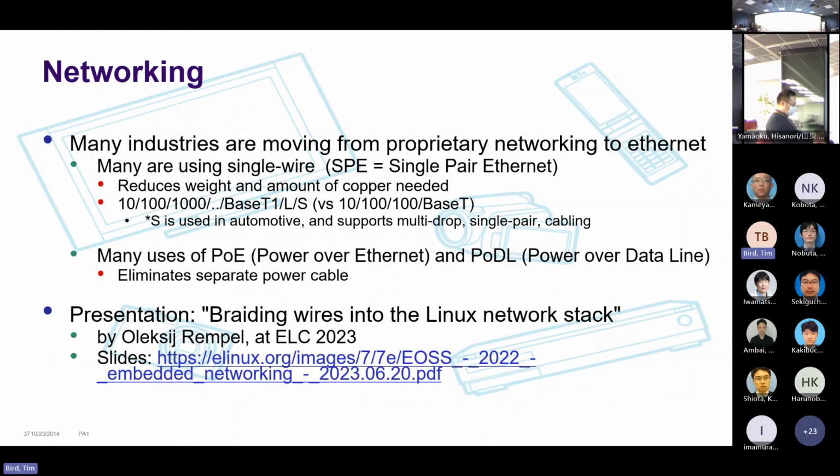Let's see, in terms of networking, I'll just say that a lot of industries are moving from proprietary networks to Ethernet. And there was a really good talk at Embedded Linux Conference about some of the newer features on Ethernet: power over Ethernet, power over data line, single wire Ethernet, and in particular, single wire Ethernet is used in automotive, and there are a lot of reasons for that.